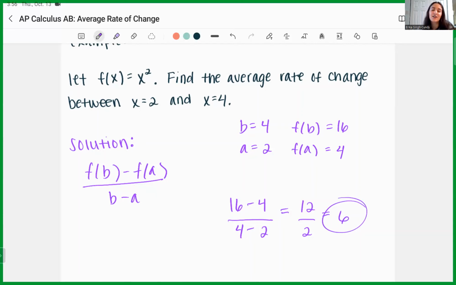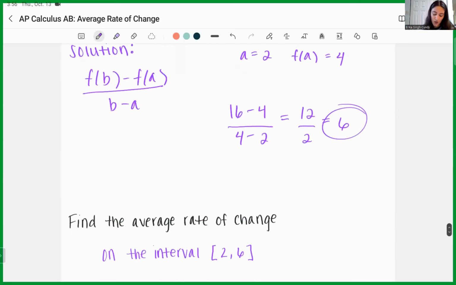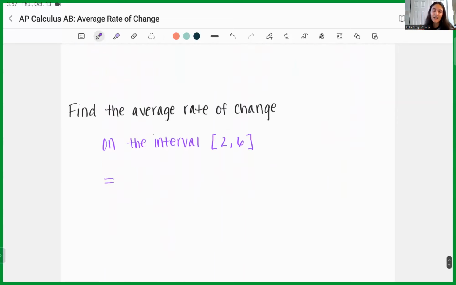And in this case, there aren't any units because I wasn't given any units for this problem. There was no feet and minutes involved. So if they don't give you any units, then your answer would just be 6 is the average rate of change. And one thing I just want to mention, sometimes when you're doing these problems, they might word it like this. They might say, find the average rate of change of some function on the closed interval 2, 6.